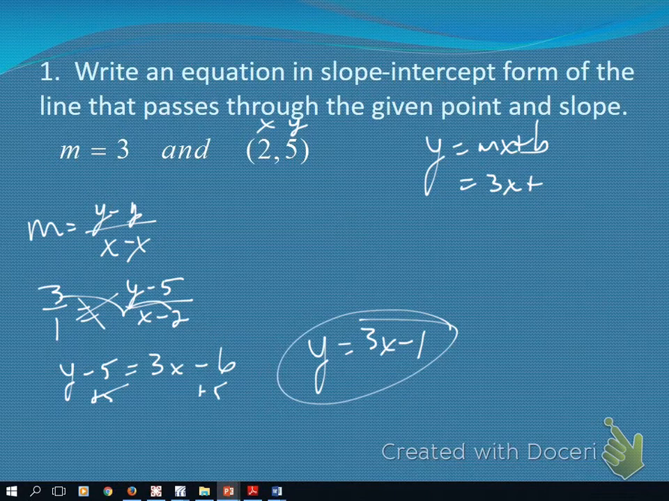And so the y-intercept was not 5. As a matter of fact, it was negative 1. And so the point 0, negative 1 would put you on the y-axis and would show you where this graph hits the y-axis. So that's how you write the equation of a line.